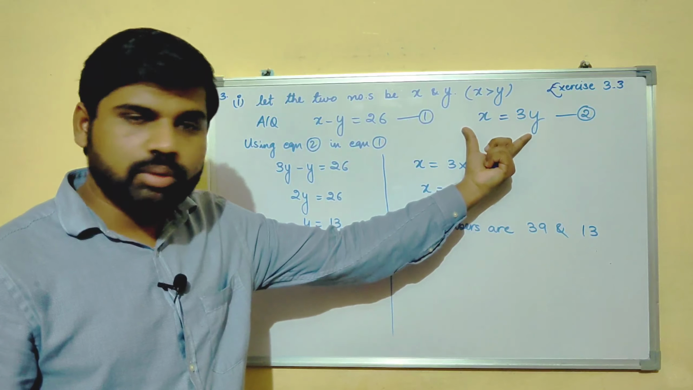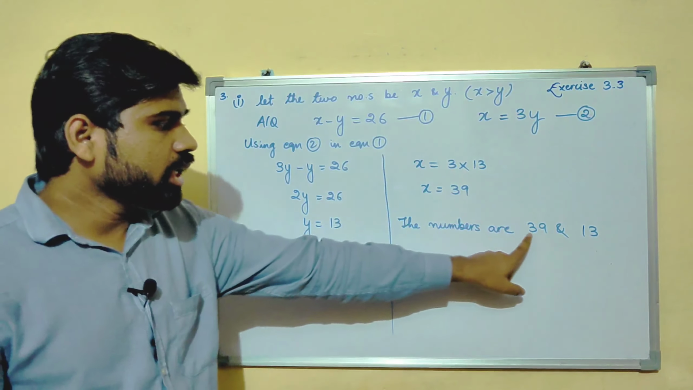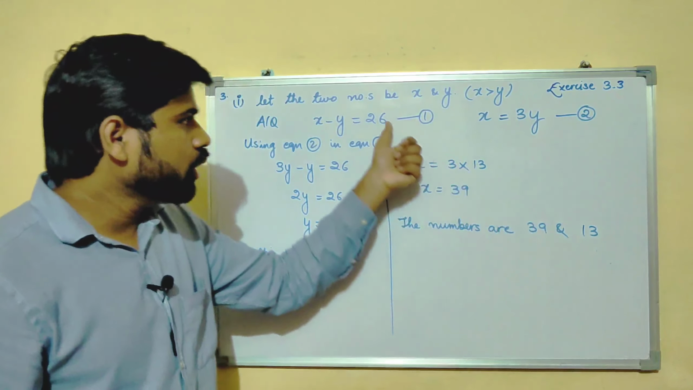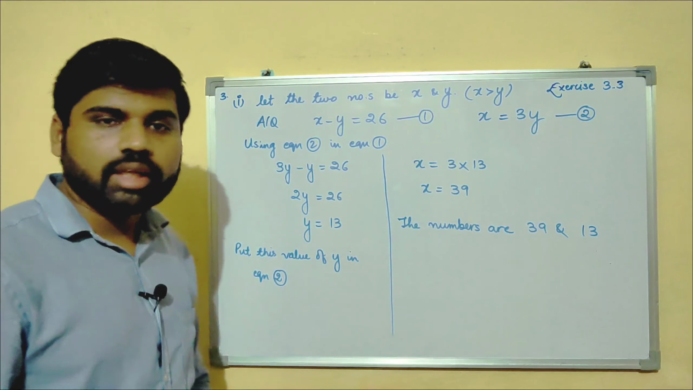That was our second equation, and the difference of these two numbers is 26 only. See, 39 minus 13 will give you 26 only. That means our answers are correct. Now let us see the second part of this question.